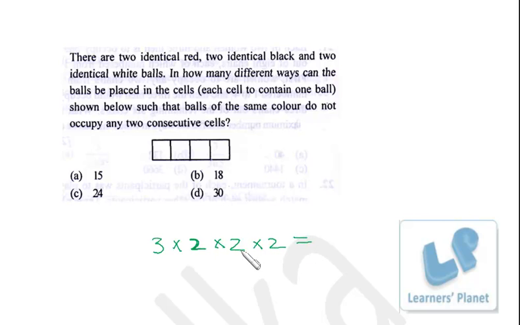So 3 2s are 6, 2s are 12, 2s are, in all there will be 24 ways when balls of the same color do not occupy 2 consecutive cells. Okay, I hope you are clear.